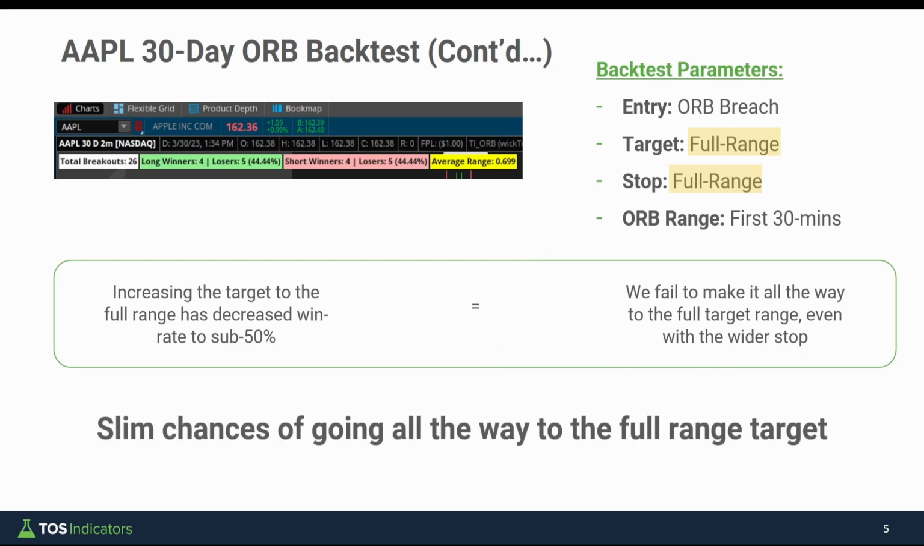So if we use this last backtest to conclude what information that gives us, it tells us that there's slim chances of us going all the way back up to the full range target. Being greedy here doesn't necessarily work out more times than not, just 44% of the time.